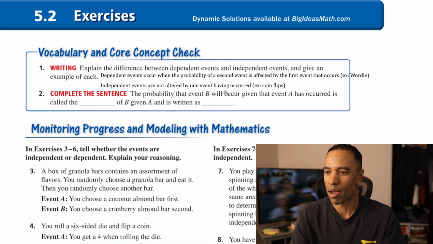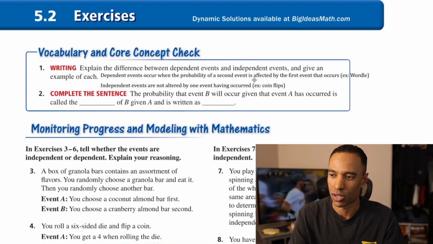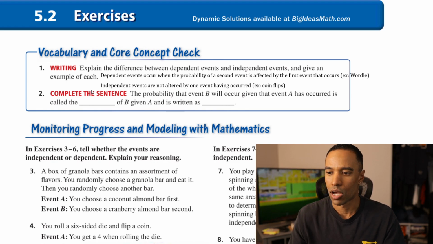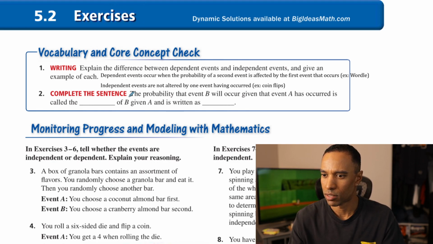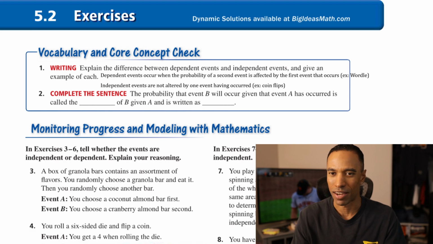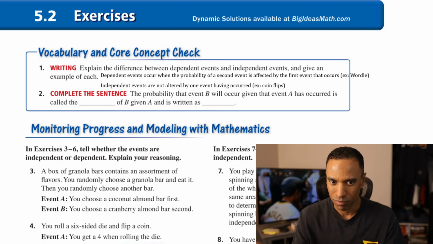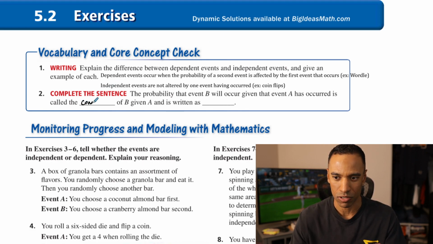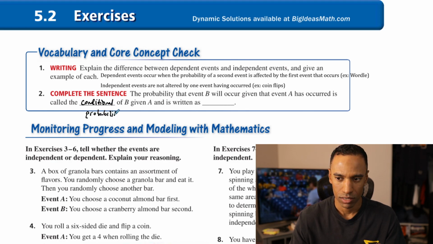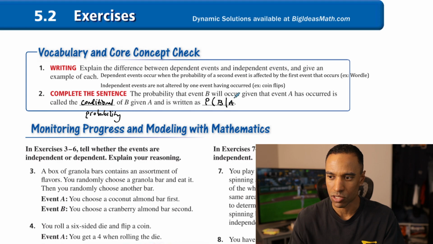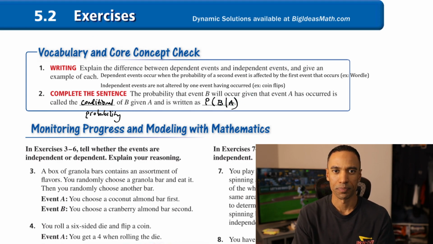Complete the sentence. Number 2: the probability that event B will occur given that event A has occurred is called the blank of B. Hold on. The probability that event B will occur given that event A has occurred is the conditional probability. I was thinking it was a single word thing, but I have to say 2 words. So, conditional probability, and it is written as probability of B given A. So those are conditional probabilities there.